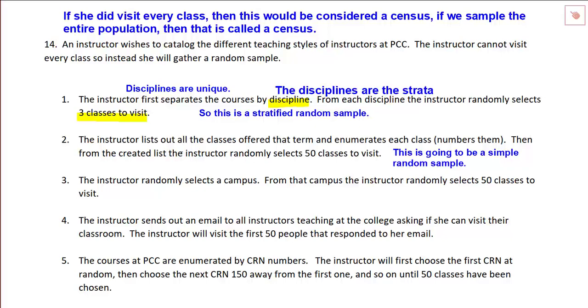But in this case, we don't. We just leave them as is. We enumerate everything, and then just select 50 classes using a random number generator. So again, this is a simple random sample. Every class is equally likely to be chosen.